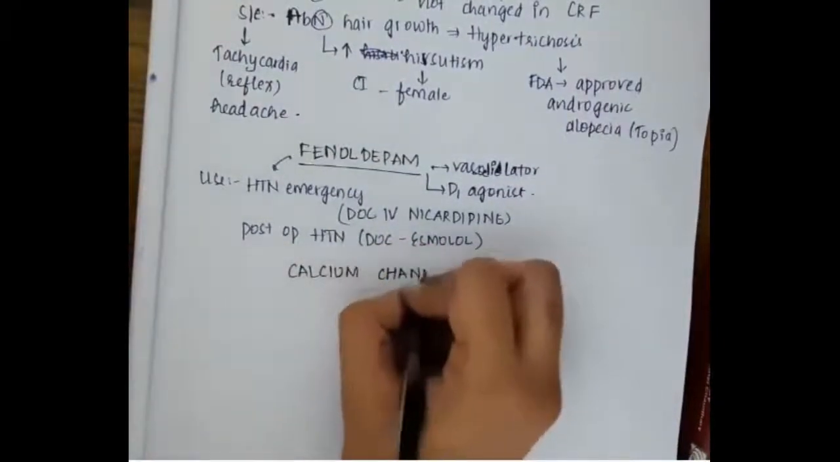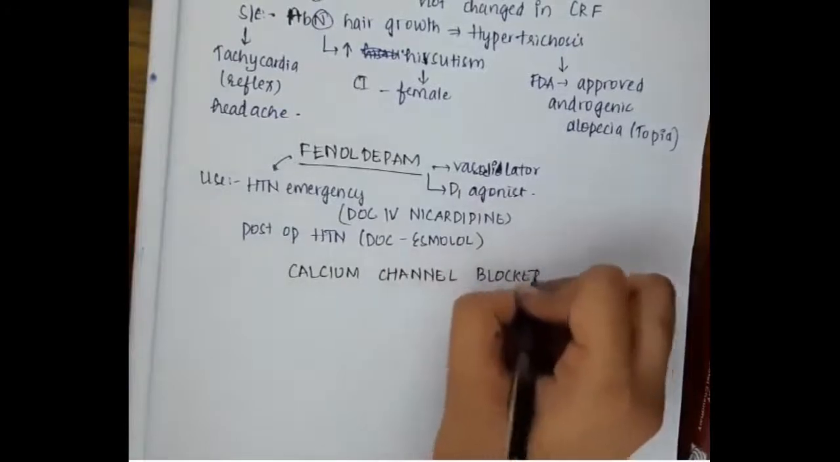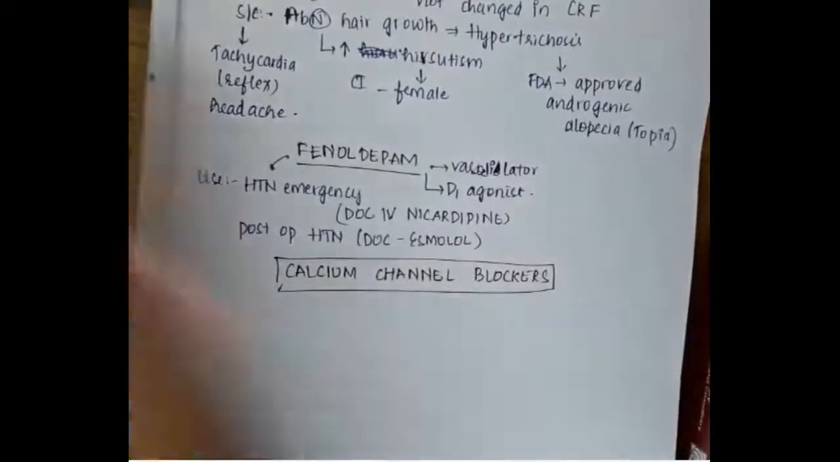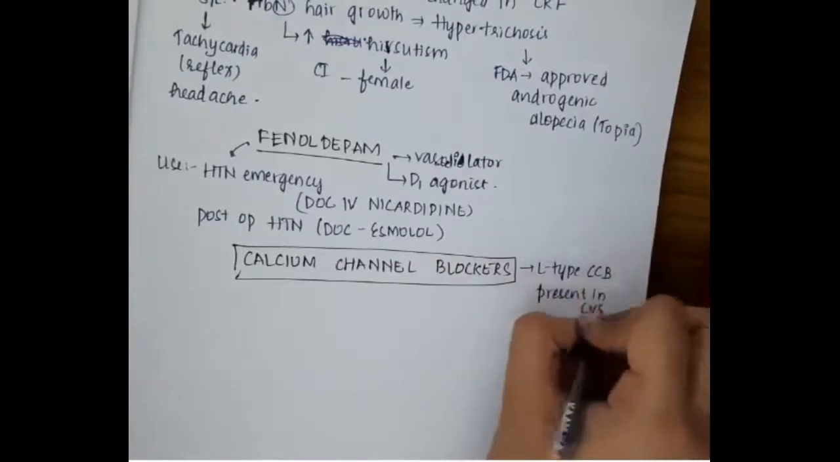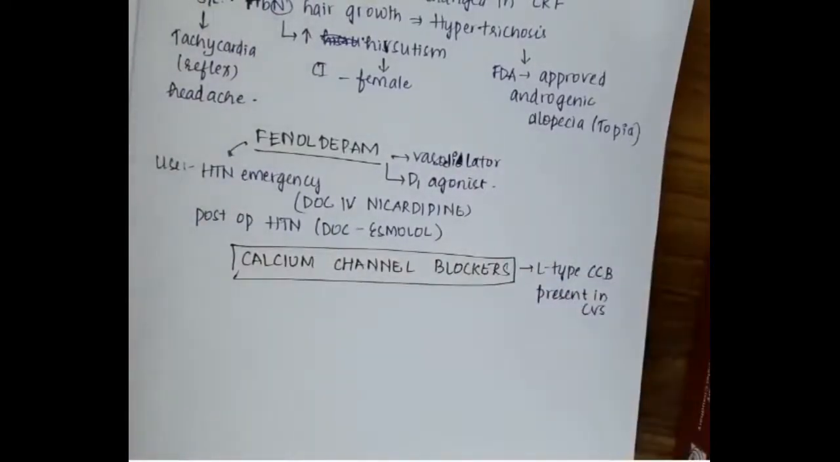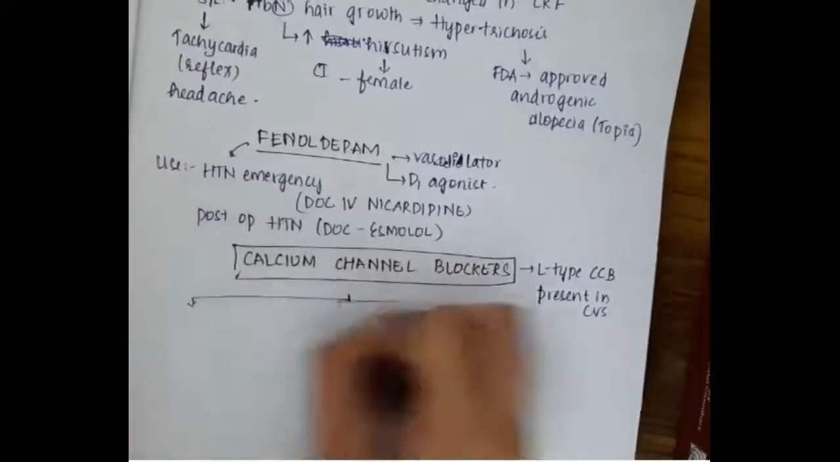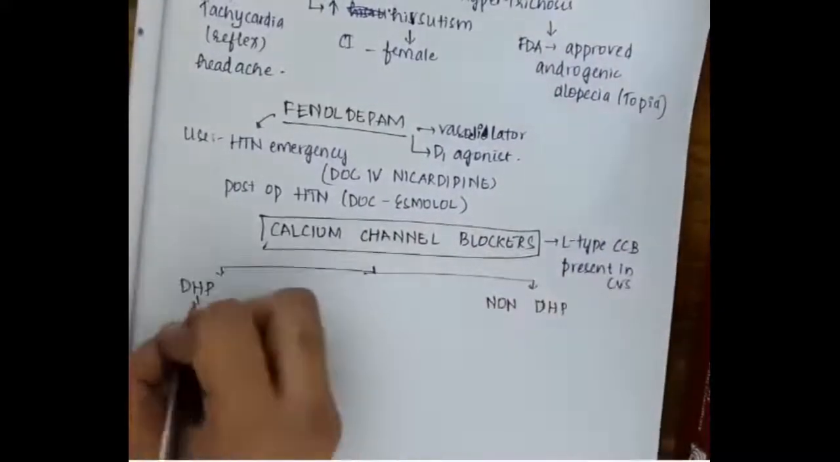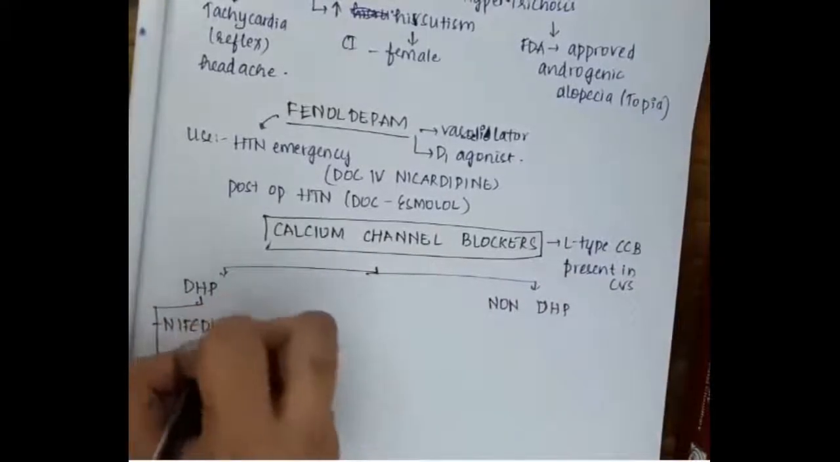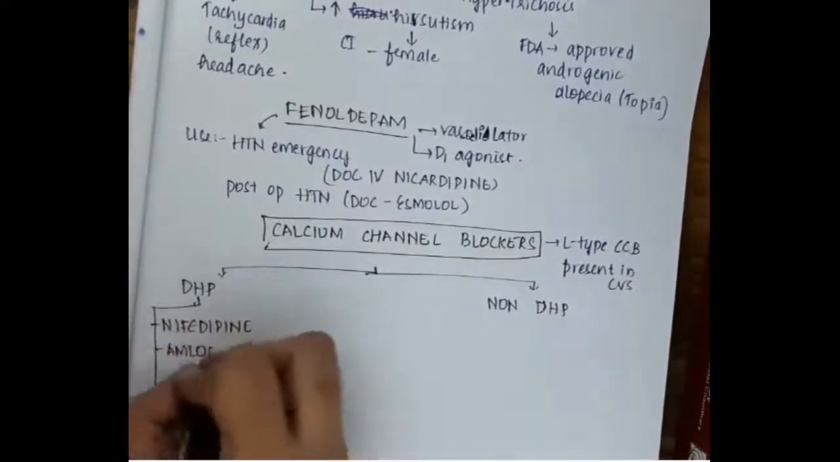Then, calcium channel blockers. The calcium channel blockers we discuss are L type calcium channel blockers. L type calcium channel receptors are present in the CVS. These calcium channel blockers are of two types: one, dihydropyridines, and second, non-dihydropyridines.